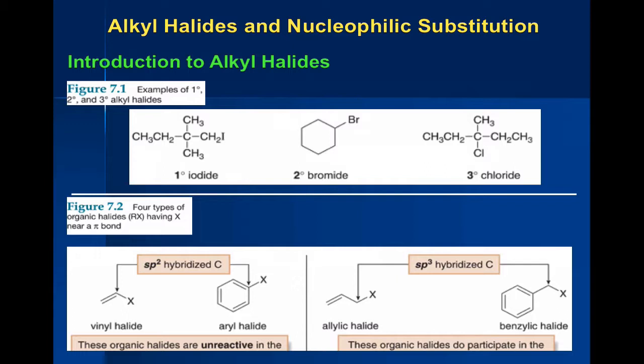Carbon can only form four bonds, and a quaternary carbon atom is bound to four other carbon atoms. Can't have it, right? Okay? So these are some examples of the types of alkyl halides that we're going to be dealing with an awful lot. Okay? These types of organohalides, these are not alkyl halides.